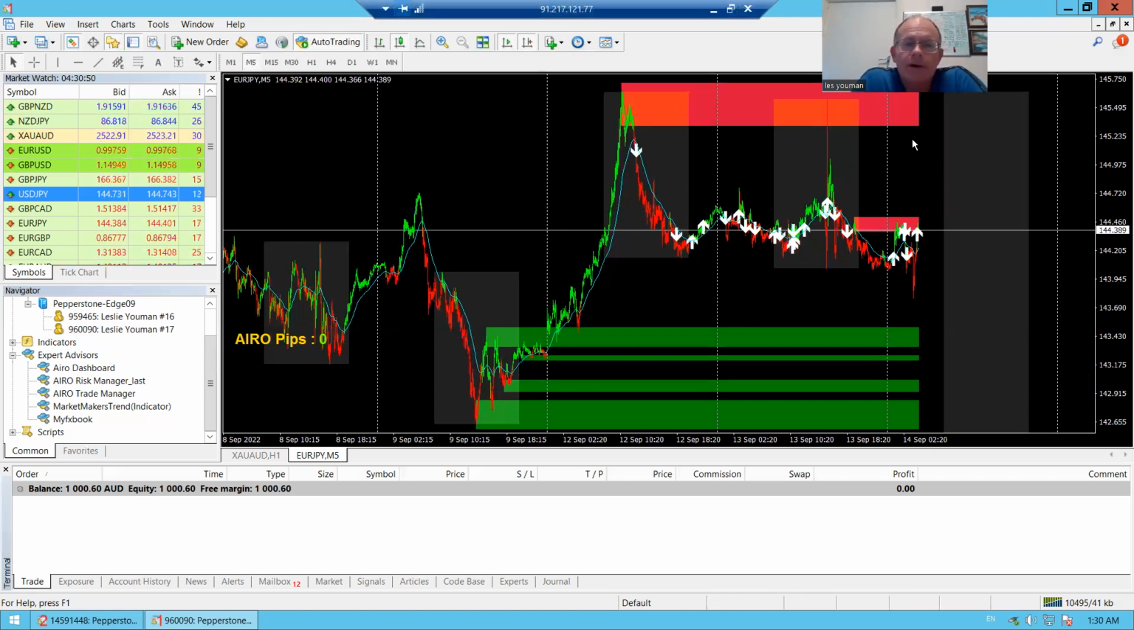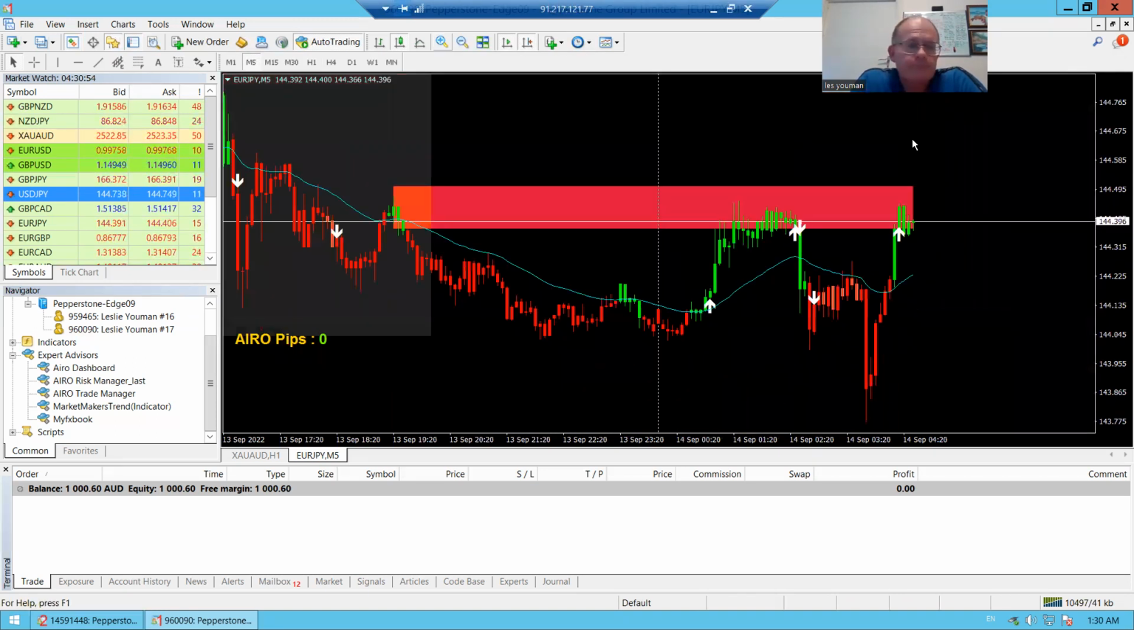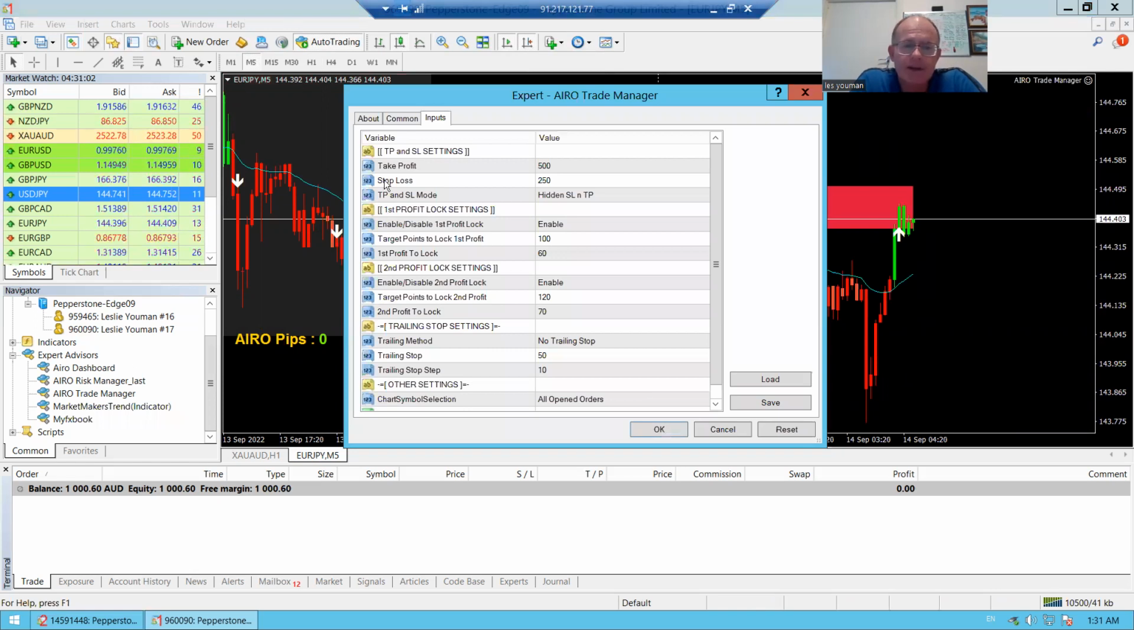What else have we got? Let me just zoom in a little bit more where we were. We also have our trade manager. So I'm going to slip this one across onto the chart and show you the settings for it. What the trade manager will do is it can automatically set a take profit and it can automatically set a stop loss. You can just choose them how you like.